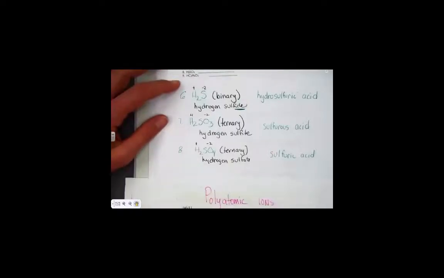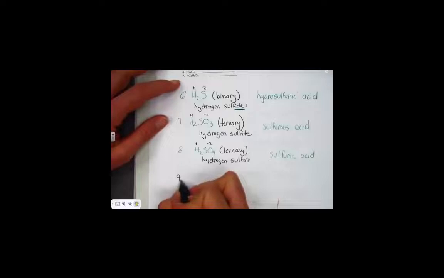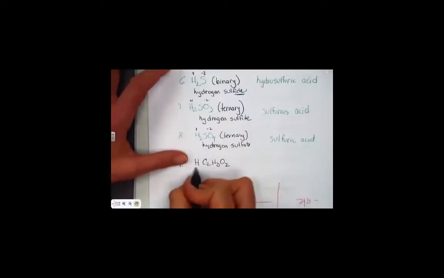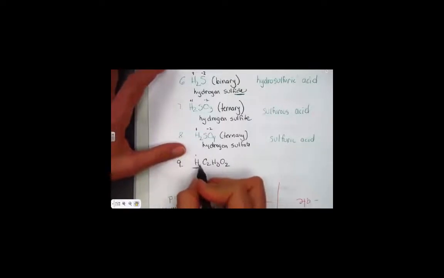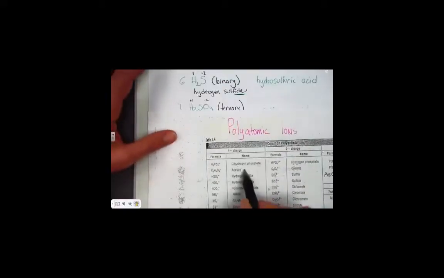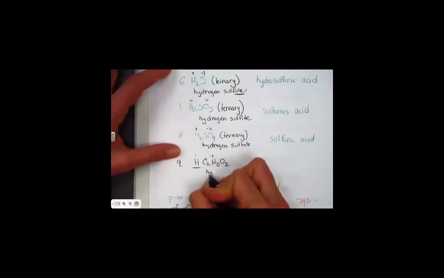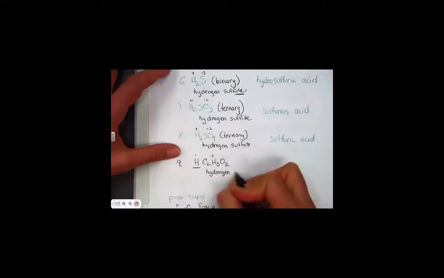And one more in this series, it's number 9. I see H, C2H3O2. This hydrogen carries a +1 charge. It is not combined with the H's in our polyatomic ion. C2H3O2 is a group of atoms acting as a unit carrying a charge. We never change their subscripts. It's called acetate. Acetate. We would have named this compound hydrogen acetate.